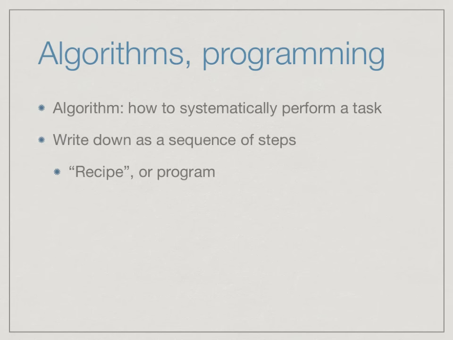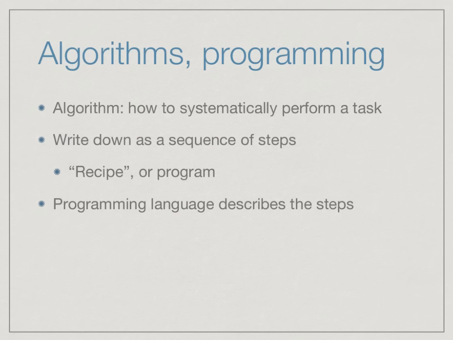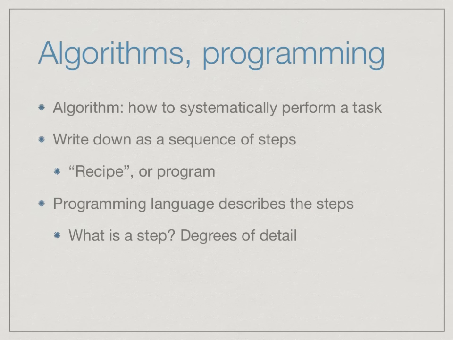So in the context of our course, a recipe is what we call a program. And we write down a program using a programming language. The goal of a programming language is to be able to describe the sequence of steps that are required, and to also describe how we might pursue different sequences of steps if different things happen in between. So the notion of a step is something that can be performed by whatever is executing the algorithm.